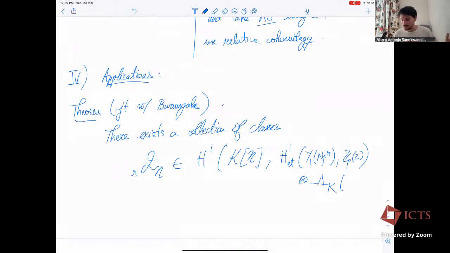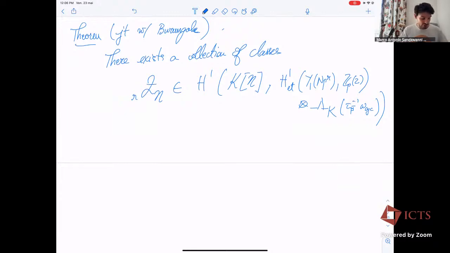And then there is a twisted Galois action, which is given by tau p bar inverse times omega sig. So omega sig is just the cyclotomic Teichmüller character. Okay, so this Teichmüller character comes from the central character twist construction that I said before. But this is where the classes live, and they form an Euler system.